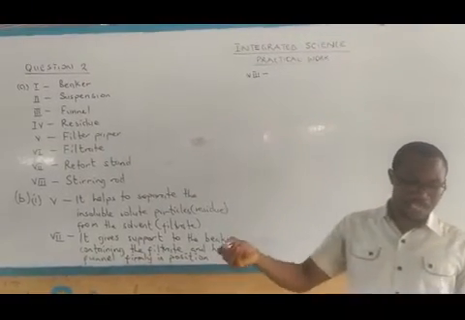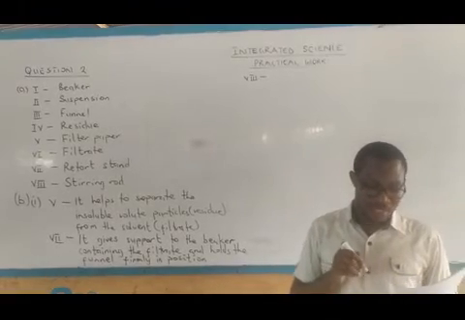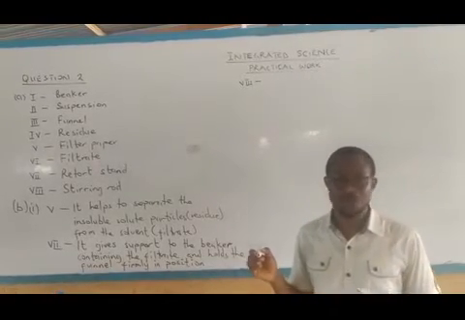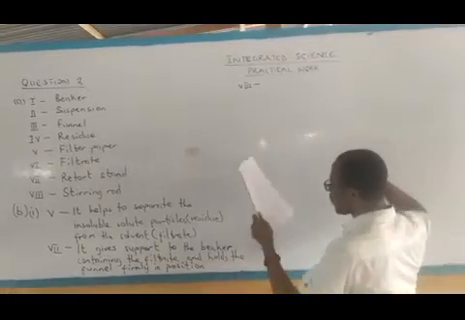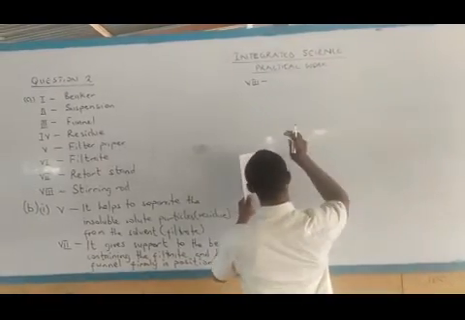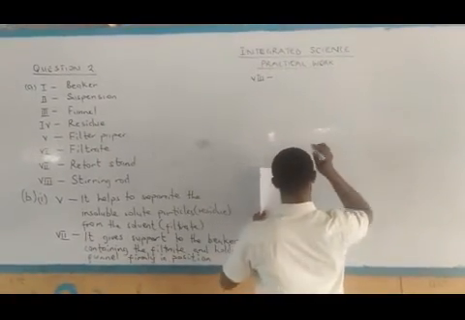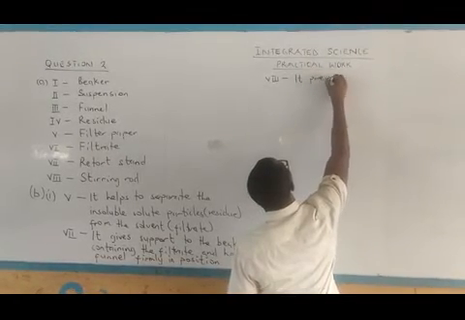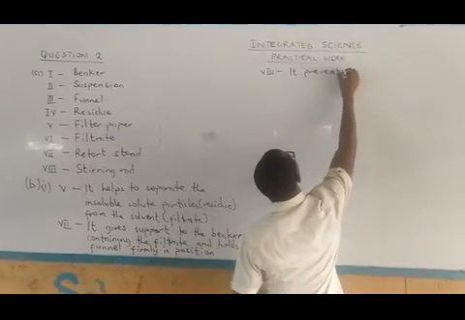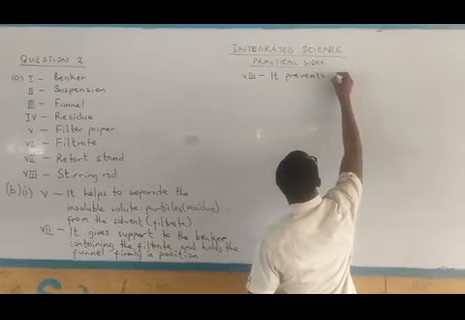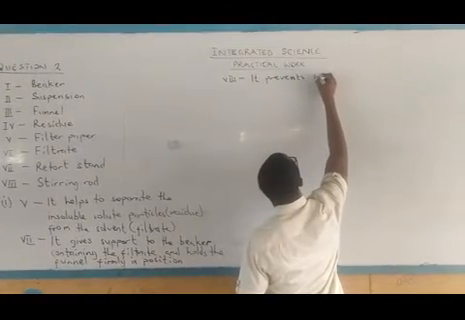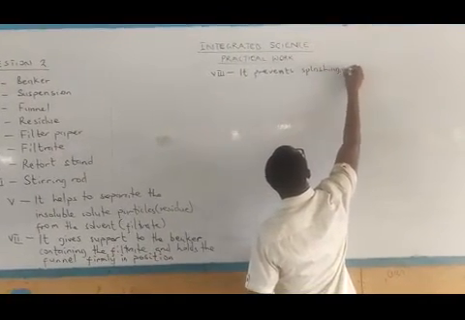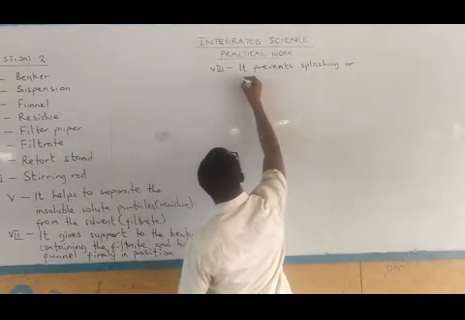But rather, the steering rod there is to ensure that when the mixture is being poured into the funnel, there is no spillage or splashing. Okay, so that's the function of the steering rod there. So it prevents splashing or spillage.